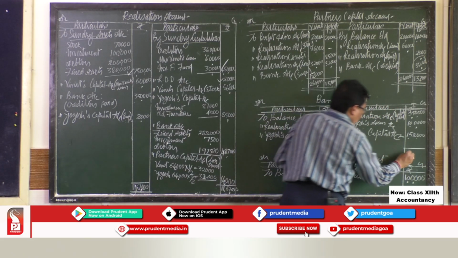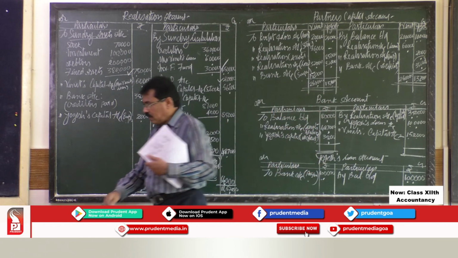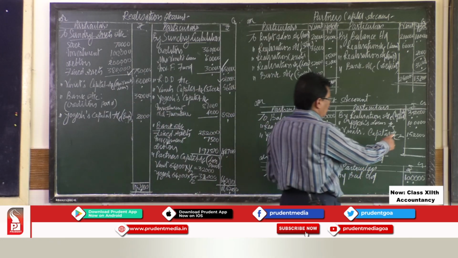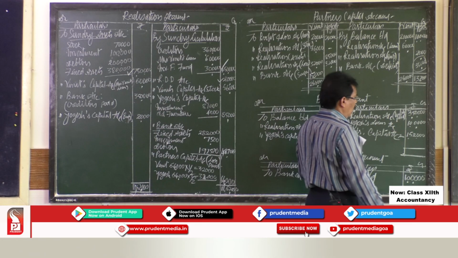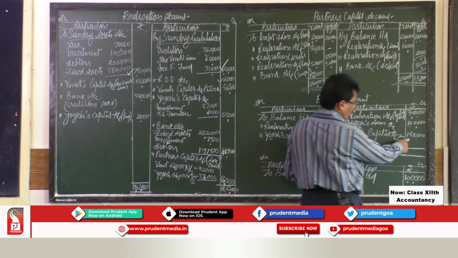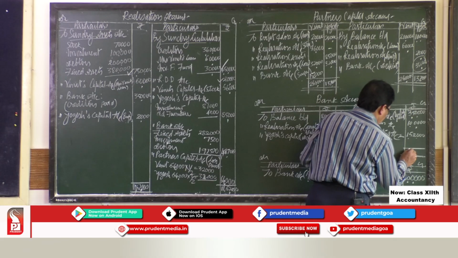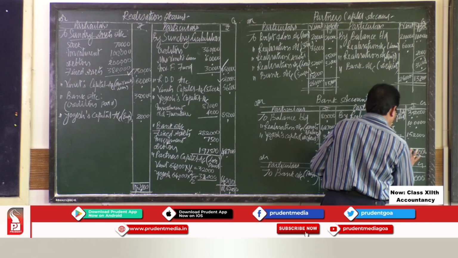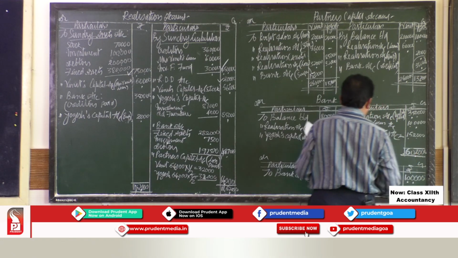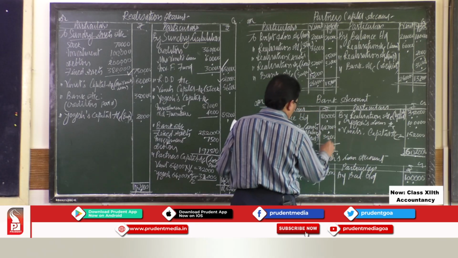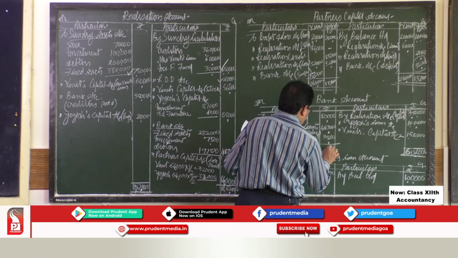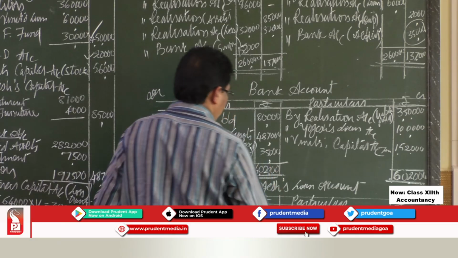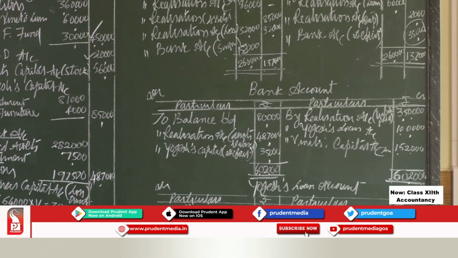So everything is taken over. All items are taken into account. Now you have to see the bank account balance. So on the credit side, 3,50,000 plus 1 lakh, 4,50,000. 4,50,000 plus 1,52,000 is 6,02,000. So our bank account tallies.